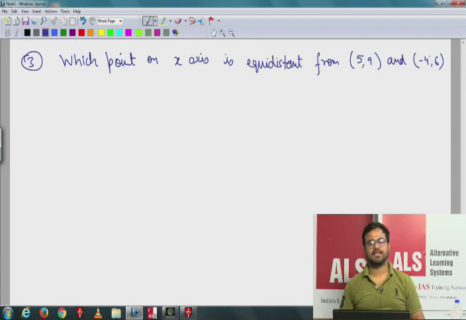Which point on the x-axis is equidistant? Equidistant means equal distance. So which point on the x-axis is equidistant from these 2 points? So there is a point lying on the x-axis. The distance of that point from these 2 points is the same. Kohima, you want me to repeat the previous question?